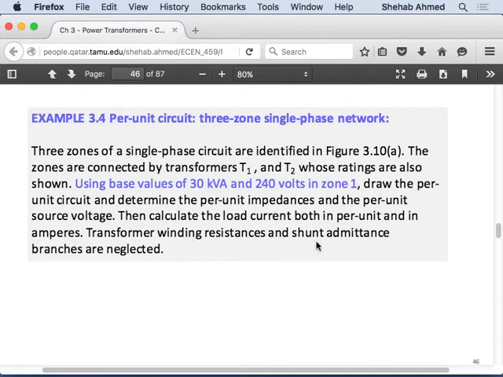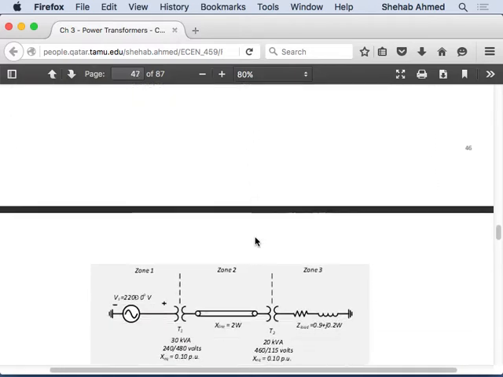Transformer winding resistances and shunt admittance branches are neglected, right? So all the shunt branches are neglected, and they say that the resistances of the transformers are also neglected. We said that we'll typically do that. Actually, we'll typically represent the transformer just as a series inductance. Okay, so let's see how we solve that.